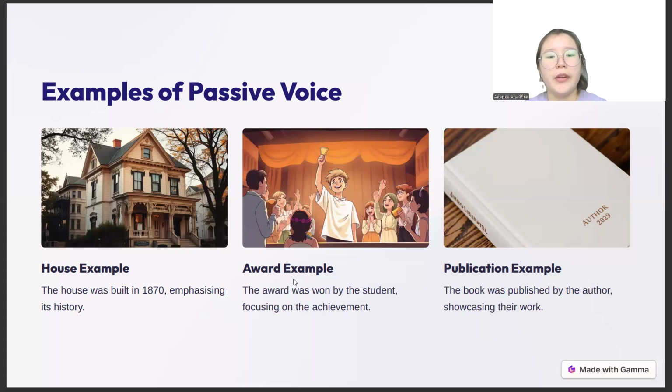The next example: the award was won by the student. Here we already mentioned "by the student." And here we also focus on the achievement only. We do not focus on the student. For us, it is important that this award was won. Okay?